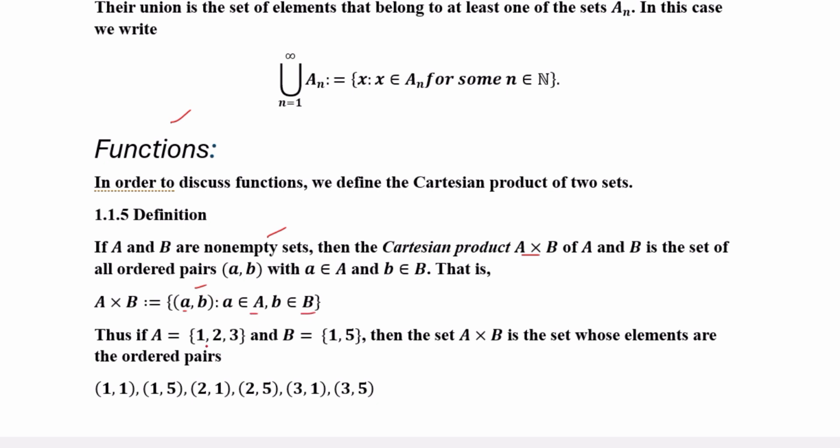For example, if A is equal to {1, 2, 3} and your set B is {1, 5}, then their Cartesian product A cross B is the set whose elements are the ordered pairs (1, 1), that is by combining the first element 1 with the first element of B, 1, then again by combining 1 with 5, and similarly you can combine the other elements: (2, 1), (2, 5), (3, 1), (3, 5). So these are the 6 ordered pairs. Here you can check the number of elements in A is 3 and the number of elements in B is 2. So the number of elements in A cross B will be 6 simply.